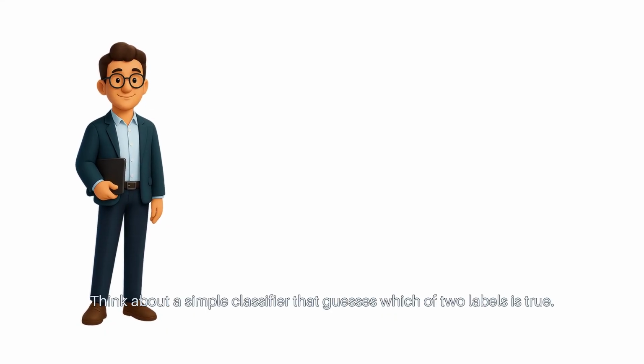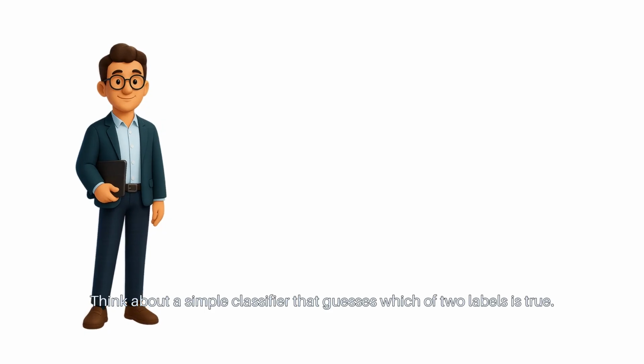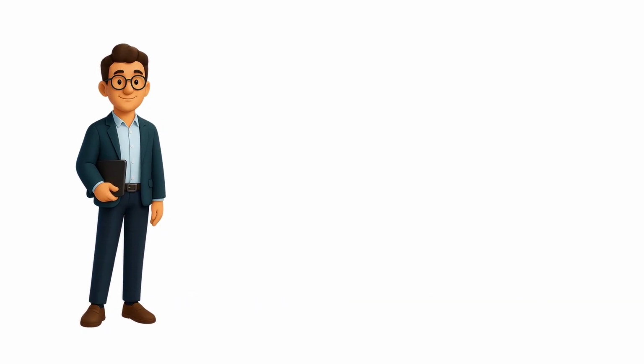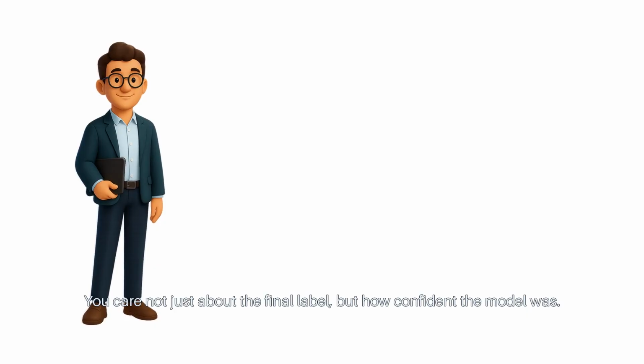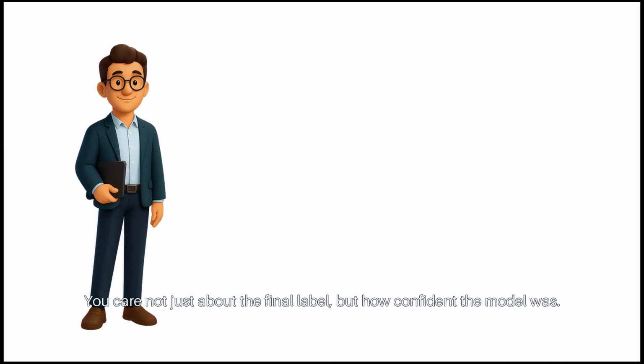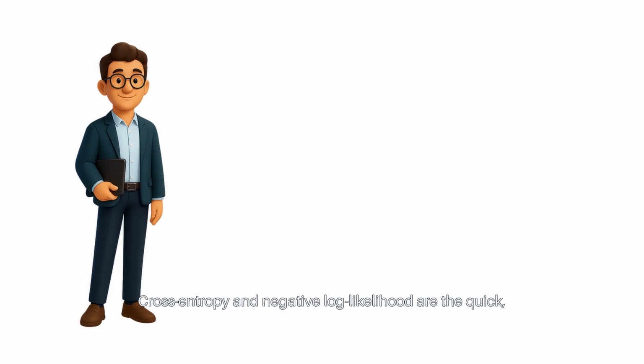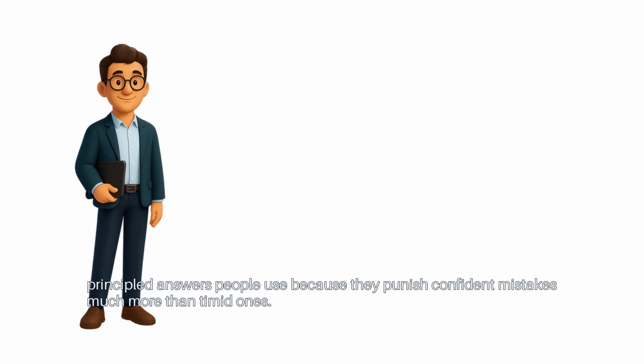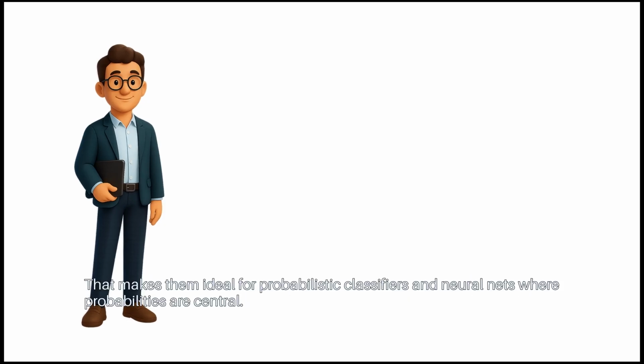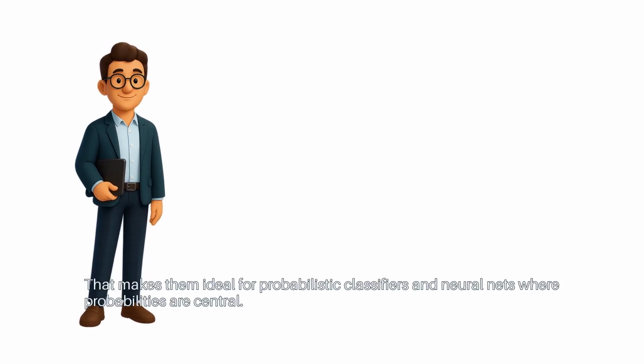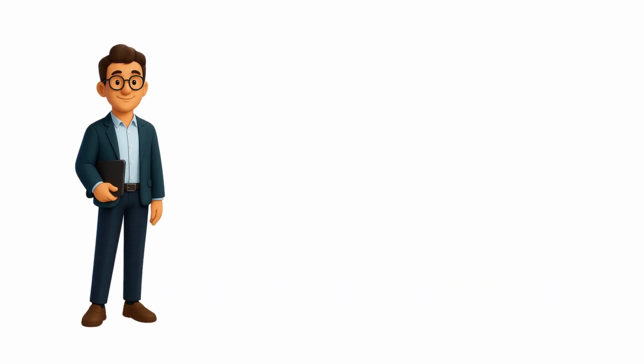Think about a simple classifier that guesses which of two labels is true. You care not just about the final label, but how confident the model was. Cross-entropy and negative log likelihood are the quick, principled answers people use because they punish confident mistakes much more than timid ones. That makes them ideal for probabilistic classifiers and neural nets where probabilities are central.